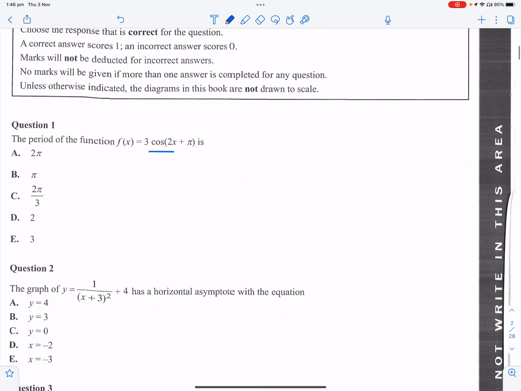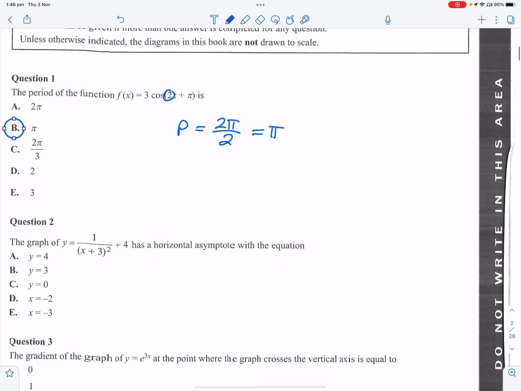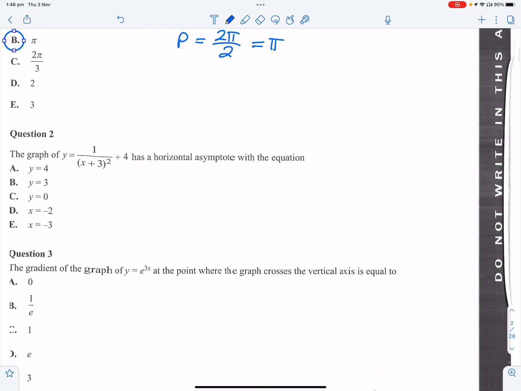This first one, I haven't looked at any of this yet. We know that our period is 2 pi on n, which in this case n is 2, so it's just pi. Got to be careful because they give you tricky ones with this. The horizontal asymptote is going to be the bit that's added on, so it's going to be y is equal to 4.